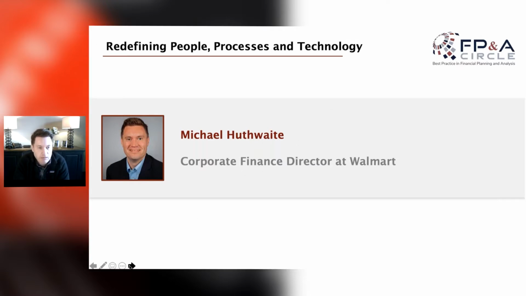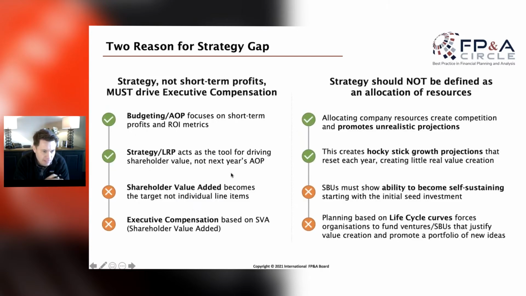So my job here is to talk about people, process, and technology. So let's just jump into the next slide. Before I do that, let me just recap. I know we just saw a second ago some of the reasons for the strategy gap. I think there are two reasons for the strategy gap. The first one is really obvious, and we just talked about it. And the second one is actually not very obvious, but a major root problem.